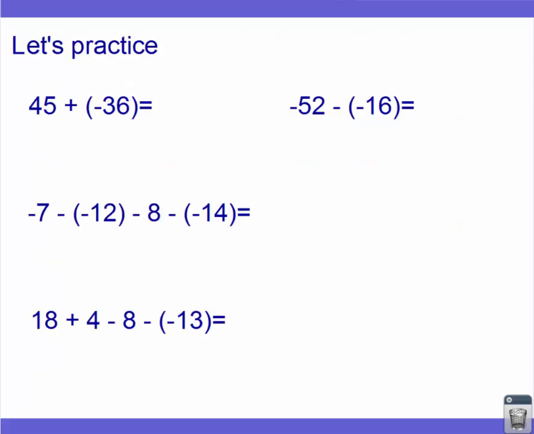So let's see if we can do a couple of questions real fast. Okay, and then we'll review the rules, and then we'll be done. So in this first question, we got 45 plus negative 36. It is a plus problem. So that means we're in good shape.